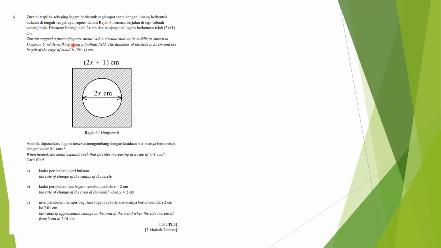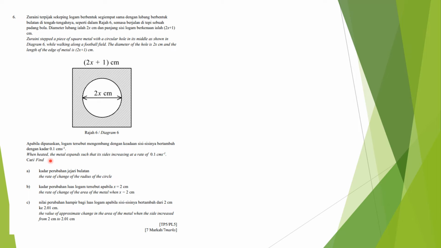Zuraini taped a piece of square metal with a circular hole in its middle as shown in the diagram 6. That means this is a piece of square metal and got a hole, a circle in shape, in the middle. The diameter of the hole is 2x. Diameter is 2x, so you must know the radius will be divided by 2, that is x. And the length of the edge of metal is 2x minus 1. Since it is a square, the length and the width are the same.